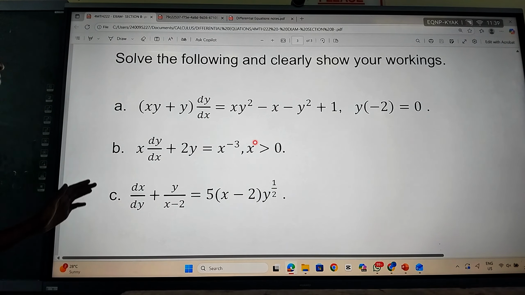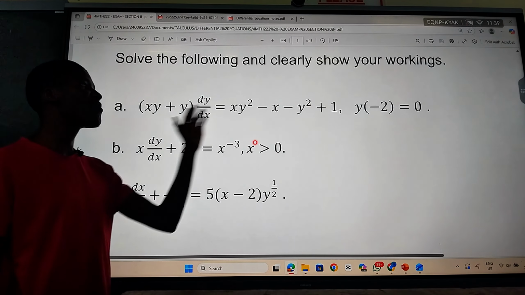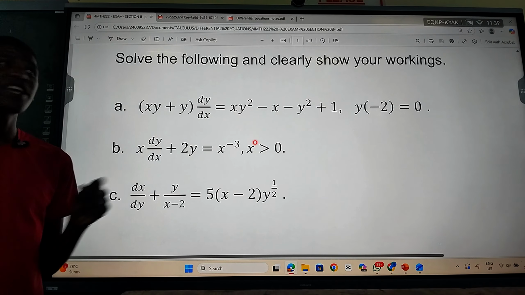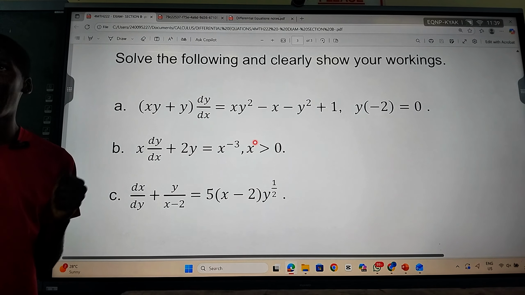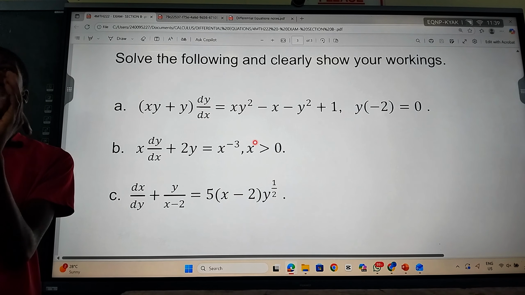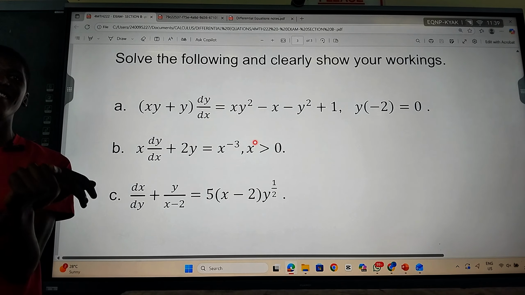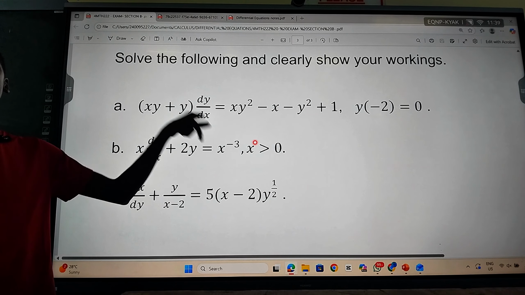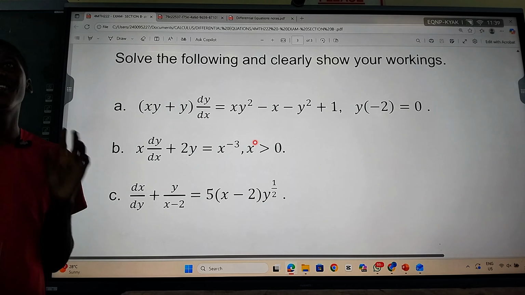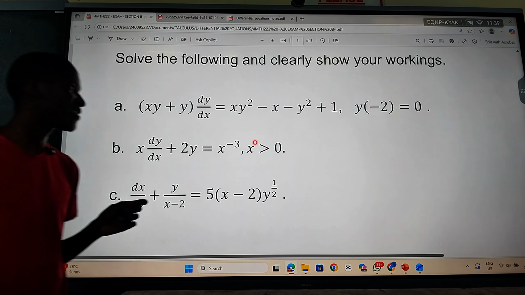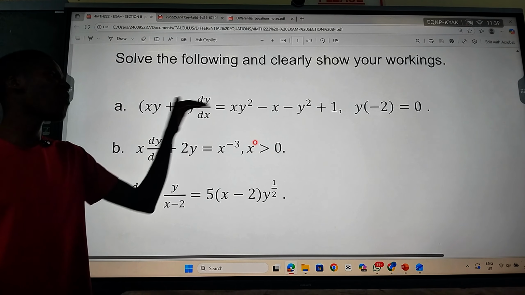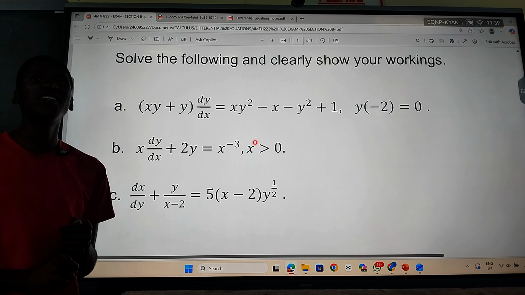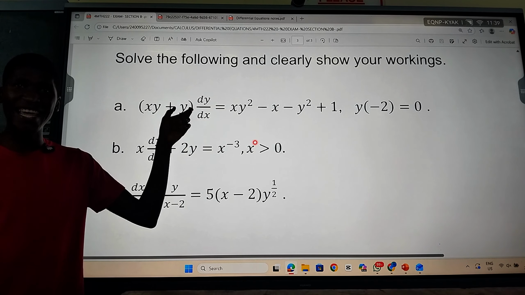Let's attempt something. Let's look at the equations in front of us, equation number 1. Right? Number 1, is this a first order differential equation? Yes, because the highest derivative is dy/dx, the first derivative. Number 2, is your y raised to the power of 0 or 1? No, so this is not linear.